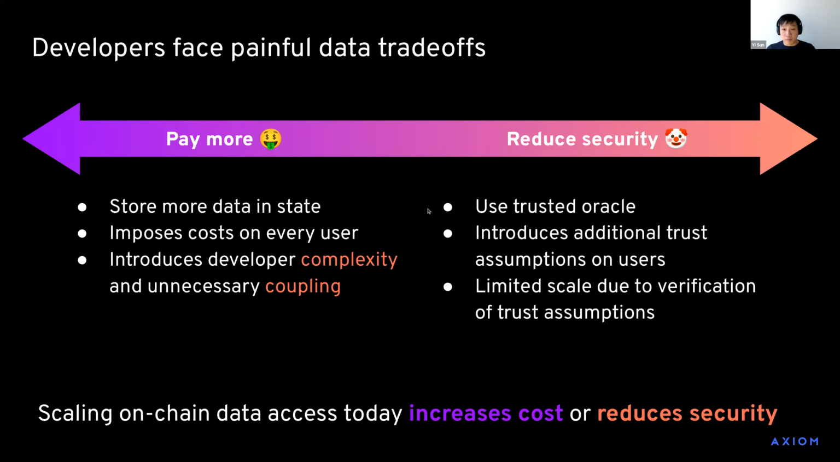Now, your other choice as a developer is basically to reduce the security of your on-chain application. You can use a trusted oracle to introduce data to your application, which will definitely work, but will introduce additional trust assumptions for your users. And those trust assumptions might not scale as you compose your application into others. And so as a consequence, today developers basically have to choose between increased cost and complexity or reduced security.